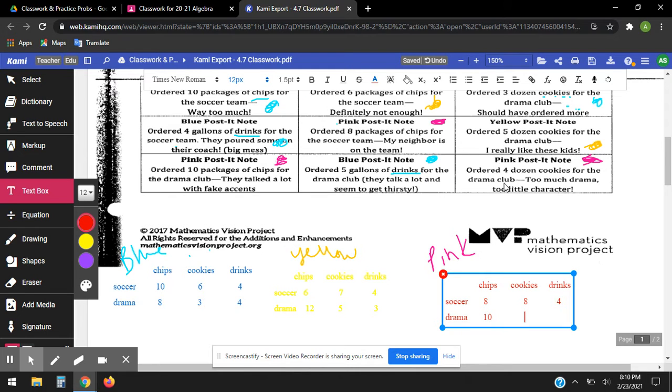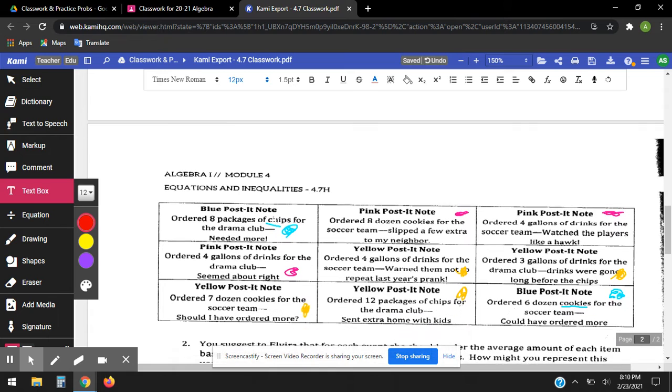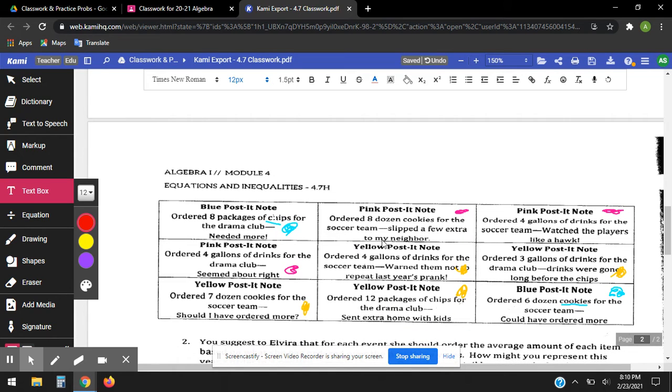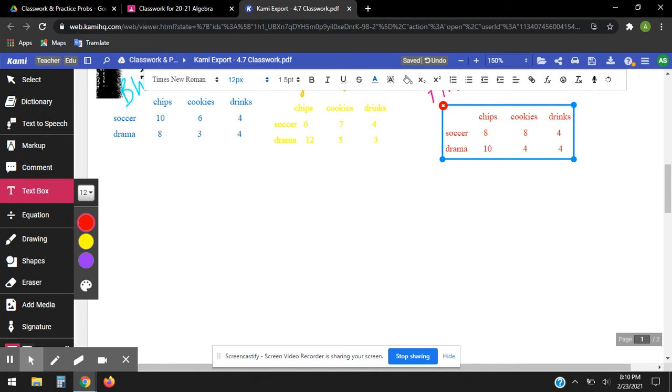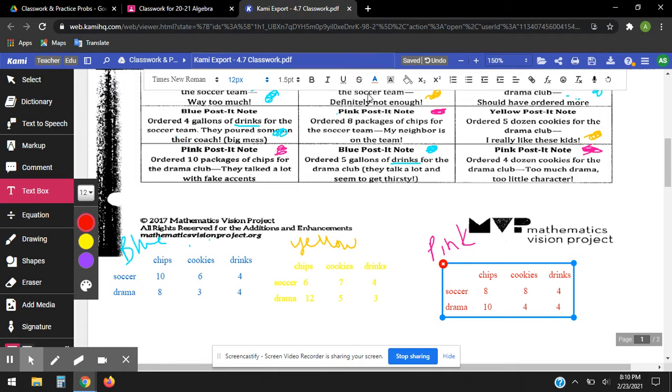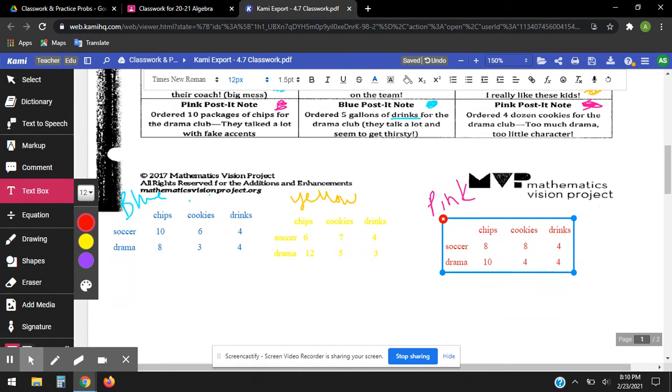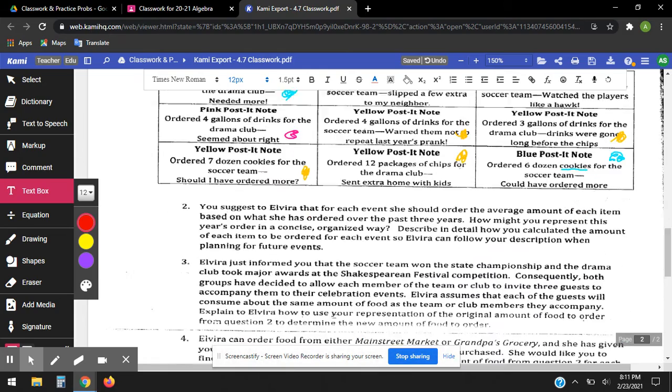We had 4 dozen cookies. And then down below, soccer, 4 gallons for drinks. And notice she put a few little notes in there too. Seemed about right, was too much. Those had some things. All right, so that's one way to organize it. Let's see what the second one says.